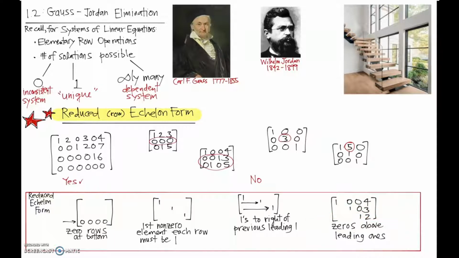But here we have a leading 1, and we've got a 0 above it. Here we have another leading 1, and we have zeros above it. So this matrix is interesting because this 2 right here, totally legal, but it doesn't have a 0 above it because it's not a leading 1. It's not that first element in a row.